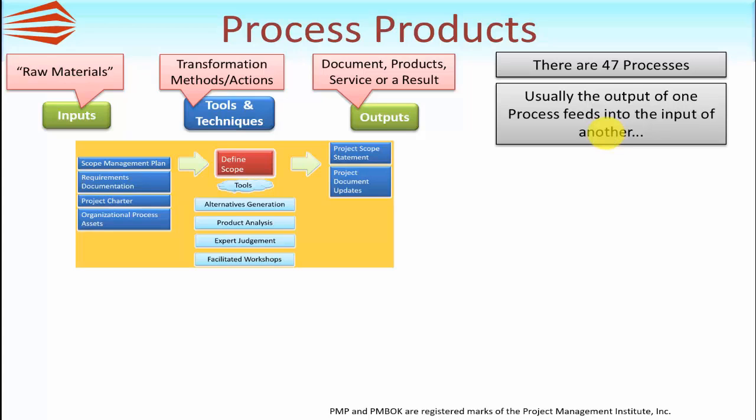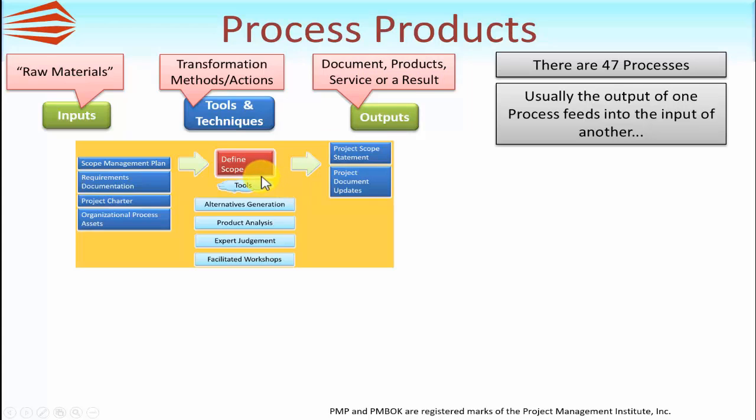So keeping it simple, each process of the 47 that I've just introduced to you has a set of inputs. These, if you will, are the raw materials going into the process itself. Each process has a set of tools and techniques which are applied within the process. Here I've called these transformation methods and actions. And each process has one or more outputs, and these could be a document, products themselves, a service, or a result. And here I've given a simple example.